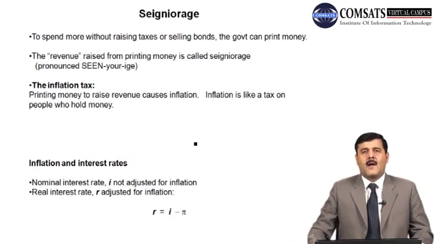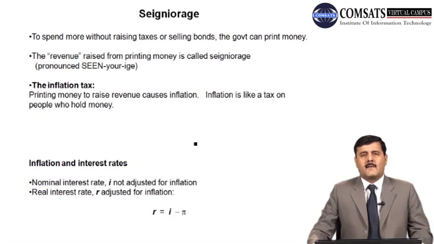seigniorage. Now, as we know, in the economy the government has to make a lot of expenditures, right? As we already discussed, there are two sorts of government expenditure: one is development expenditure, the other is non-development expenditure, right? So the government has to finance its expenditure through income received from different kinds of taxes in the economy, right? But sometimes the spending of the government is more than the revenue generated from the taxes, right? Then the government needs to finance that increase in spending as compared to taxes, right?